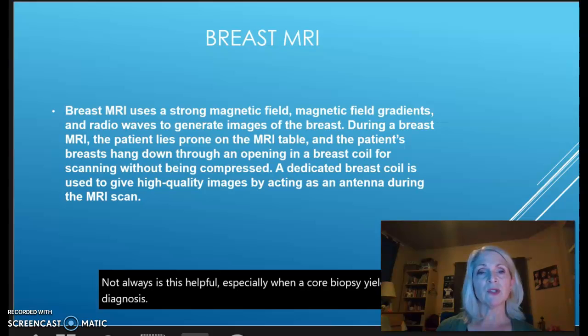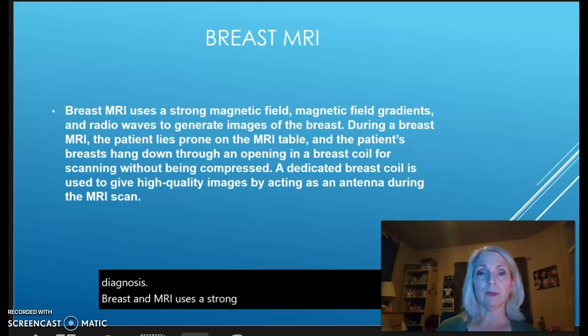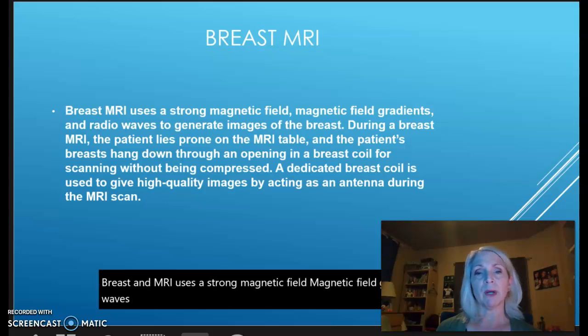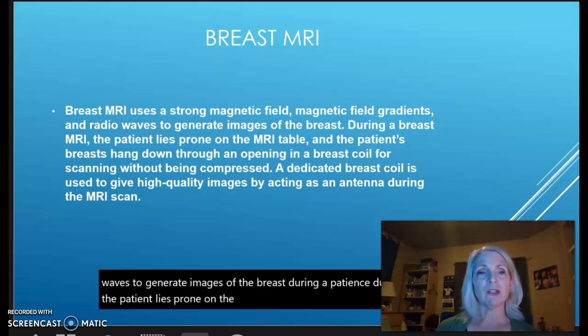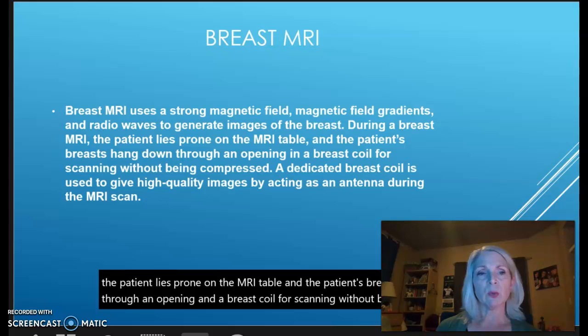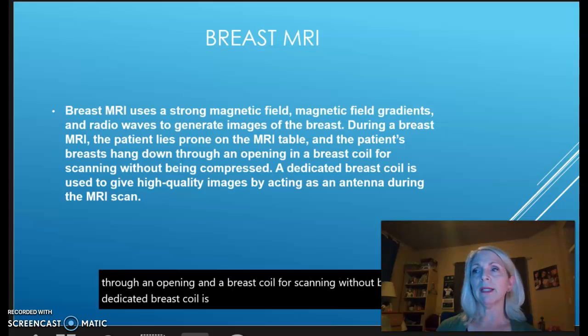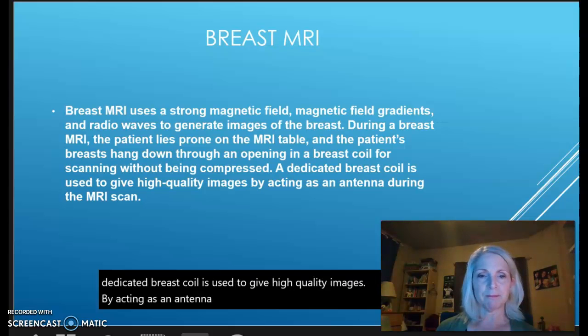Breast MRI uses strong magnetic field gradients and radio waves to generate images of the breast. During a breast MRI, the patient lies prone on the MRI table, and the patient's breasts hang down through an opening in a breast coil for scanning without being compressed. A dedicated breast coil is used to give high-quality images by acting as an antenna during the MRI scan.